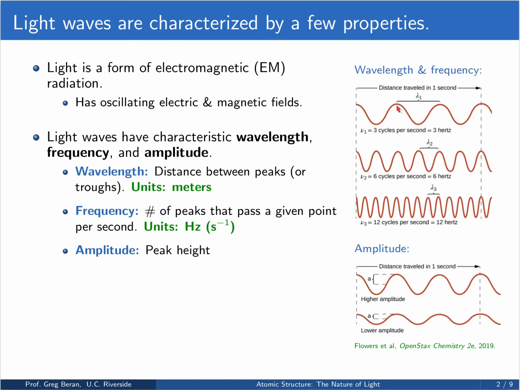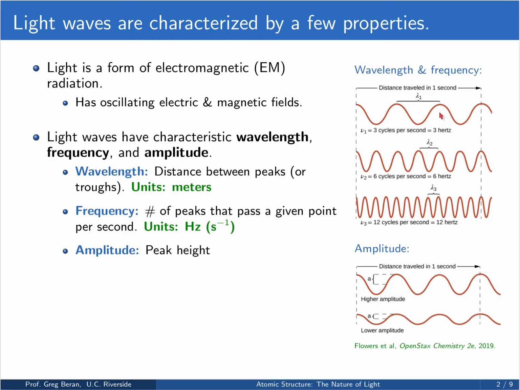The wavelength is the distance from one peak maximum to the next. So this is the wavelength of this first one, this is the wavelength of the second one, and you can see that this second one has a shorter wavelength than the top wave.